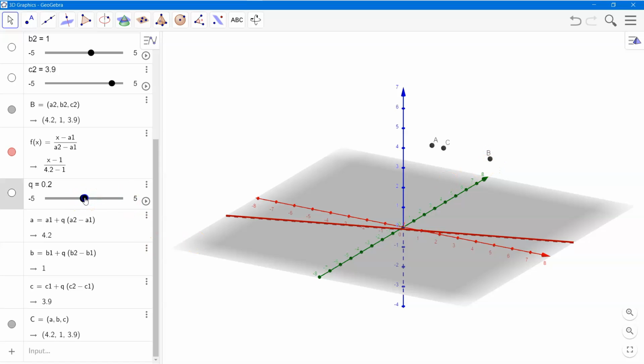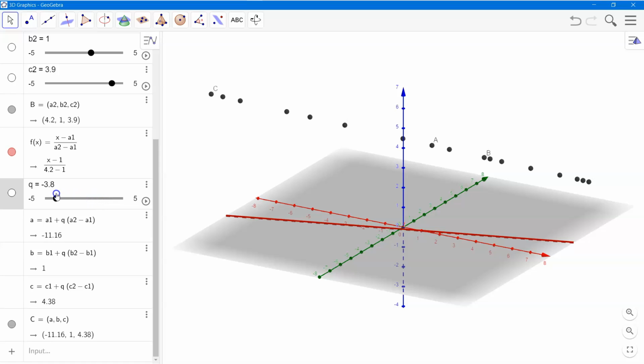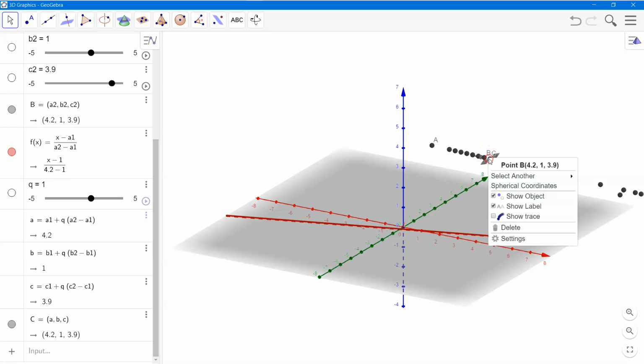So let me move this q a little bit. As I move q, you will notice that it actually forms a line if we connect all its positions. Now I can ask GeoGebra to show a trace. So now you see what happens. It is actually forming a line. Let me bring it back to 1, and let me remove the trace.